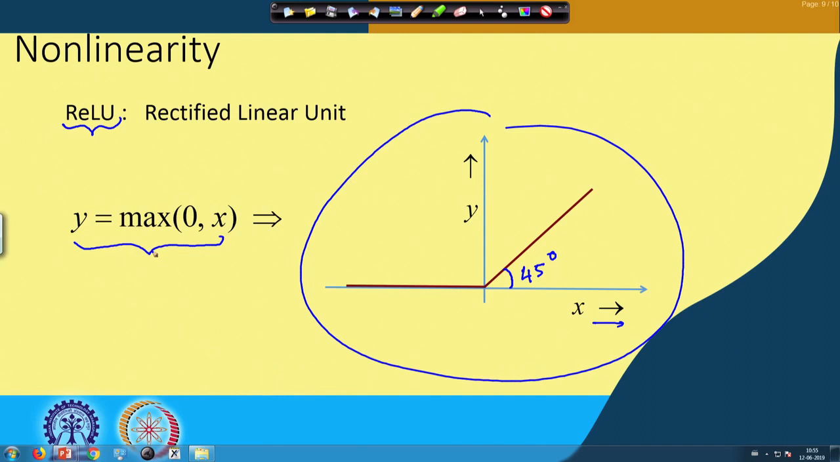So, today we have discussed nonlinearity, and we will continue with these discussions in our next lectures.